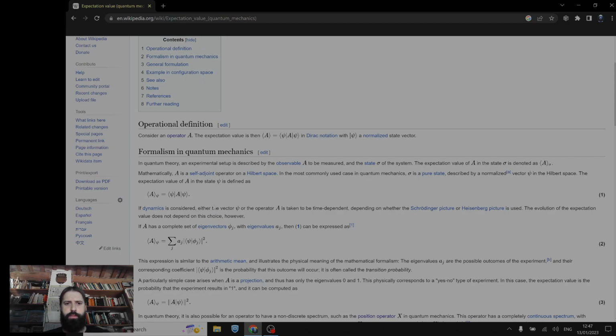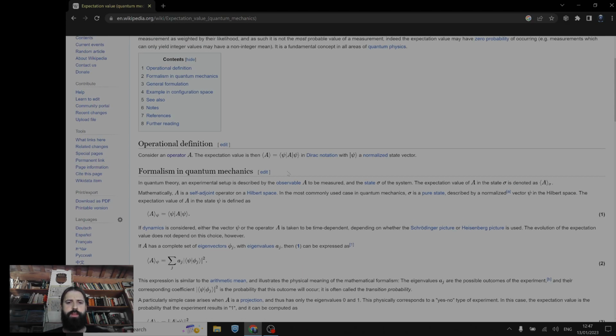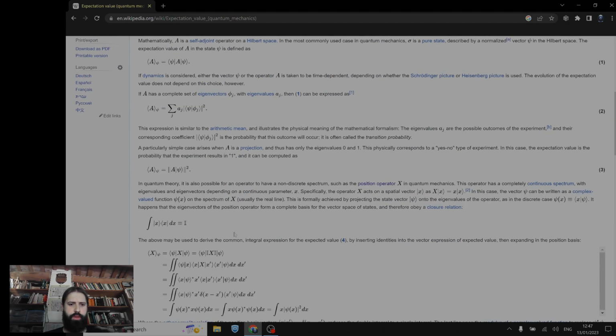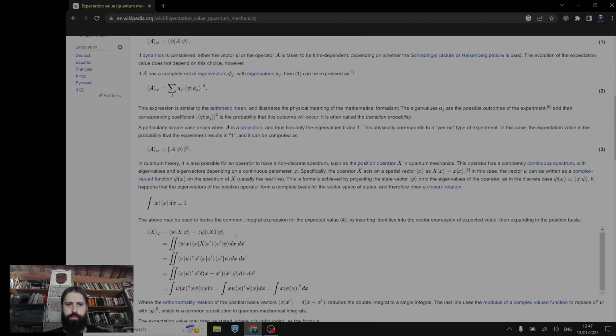But let's dive more into the why does this work, right? Or even in the continuous spectrum. So in quantum theory, it's possible for an operator to have a non-discrete spectrum, such as the position operator. This operator has completely continuous spectrum with eigenvalues, eigenvectors depending on the continuous parameter x. Specifically, the operator x acts on a spatial vector. In this case, the vector psi can be written as a complex valued function on the spectrum of x, usually the real line. This is formally achieved by projecting the state vector onto the eigenvalues of the operator.